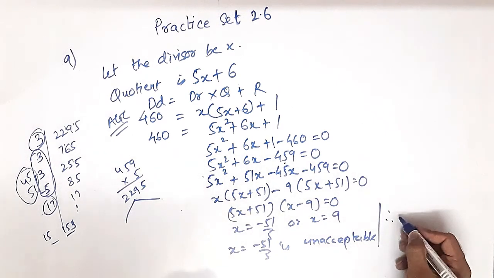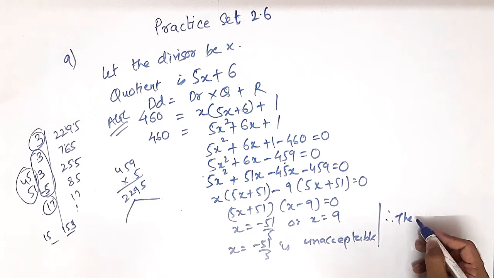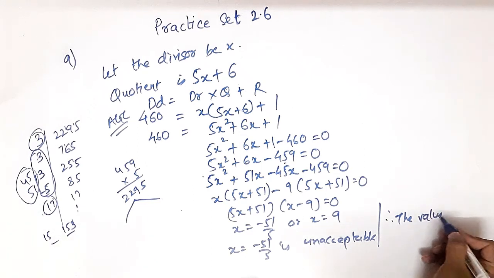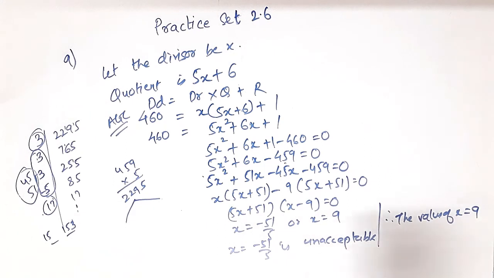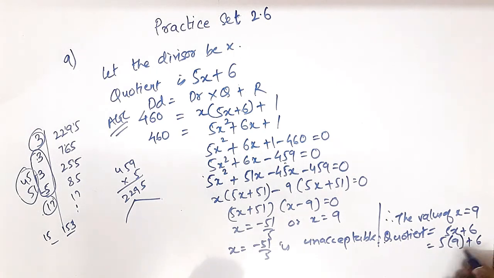Therefore the value of x is equal to 9. But what they have asked is to find the quotient and the divisor. Divisor we have found, now we have to find the quotient. Therefore quotient equals 5x plus 6, which is 5 into 9 plus 6, which is 45 plus 6, and that is 51. This is the quotient, this is the divisor.